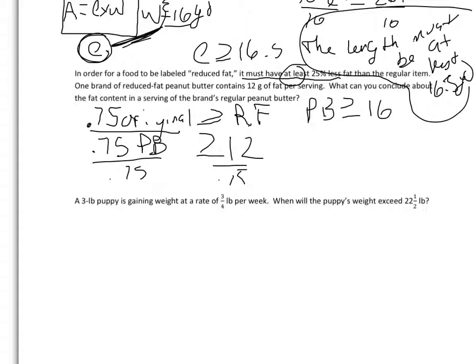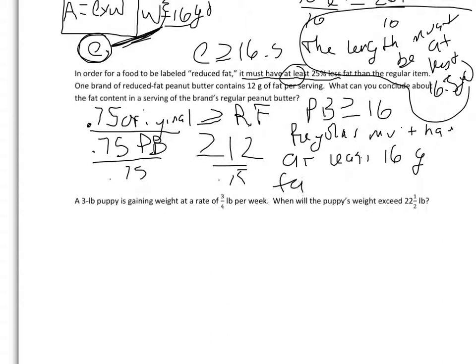So regular must have at least 16 grams of fat per serving. So that one's kind of tricky. Just think about it. It really has to do with, they give you 25% less, but if we take 25% off of something, we are still having 75% of that item, and that's how you do that problem.